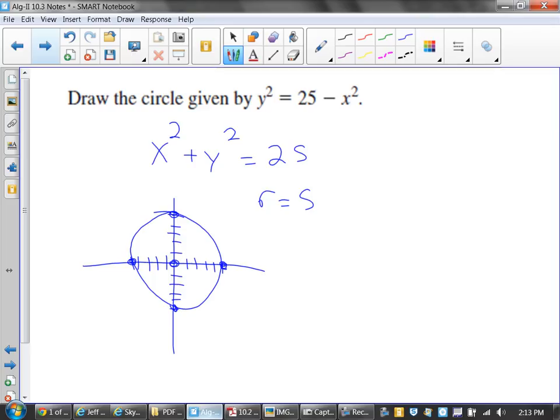So, when we're looking at these again, the craziest thing you might see is that your r squared term might be 10. So that means your radius is the square root of 10.